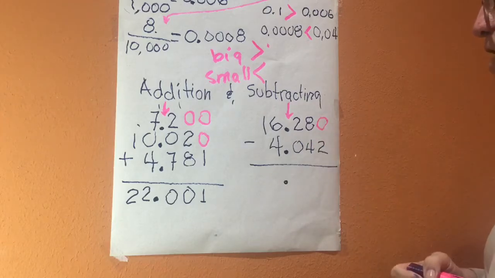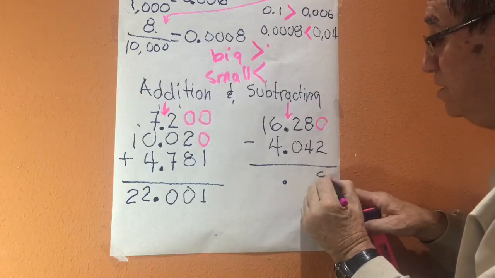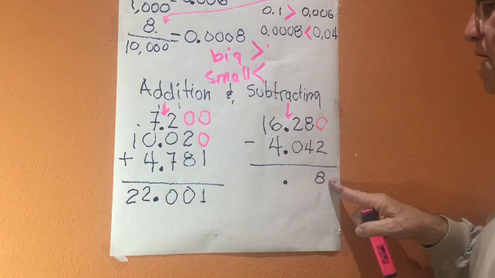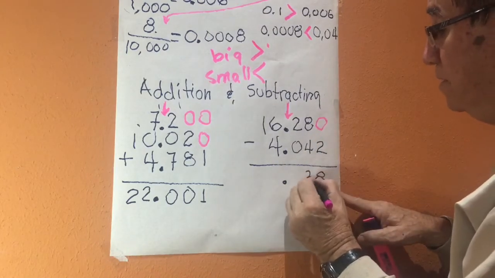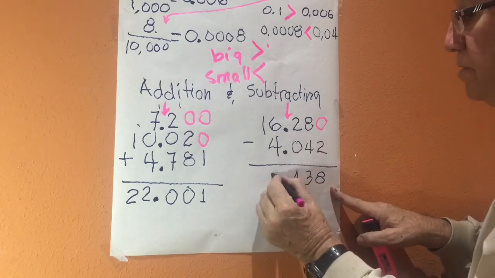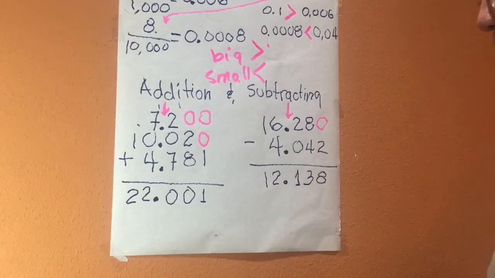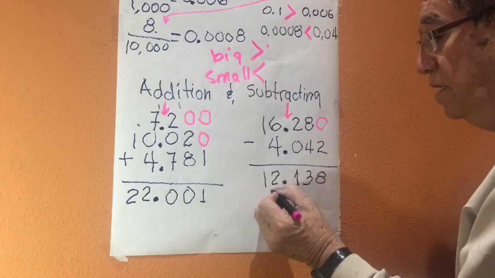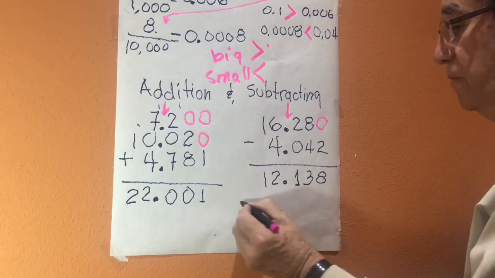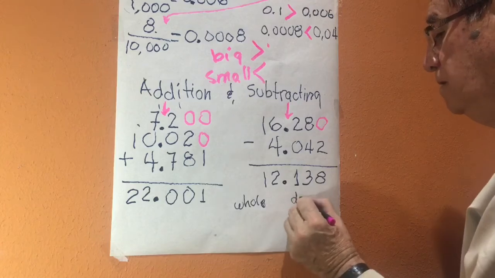Now I can do the subtraction, because 10 minus 2 is 8. This becomes 7 minus 4 is 3. This becomes 1. 6 minus 4 is 2. And the answer is going to be 12.138. As you know, it's very important to separate the whole part from the decimal part. Whole and decimal.